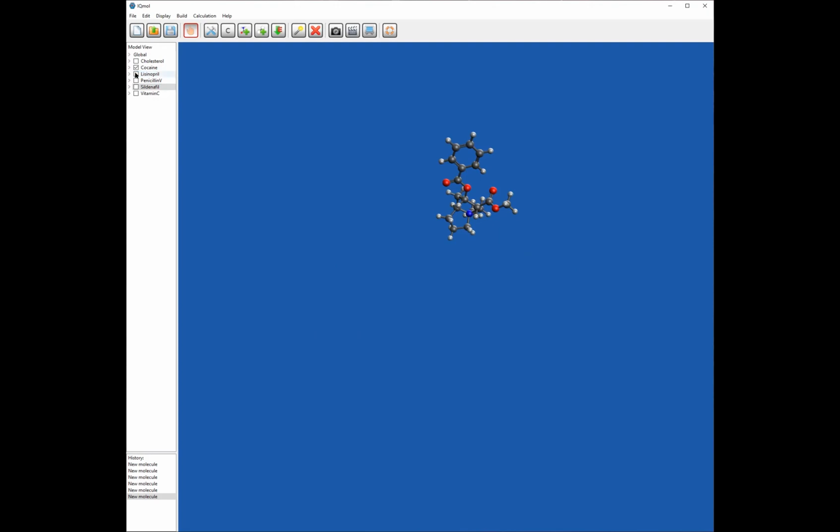So one of the biological molecules that I chose was vitamin C. So you can see here. And the other biological molecule I chose was cholesterol. It's shown here.